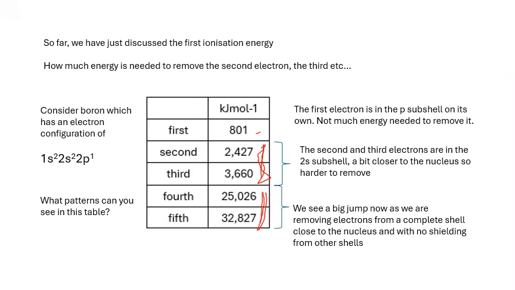The first electron in the p subshell on its own, not much energy needed to remove it. The second and third electrons in the 2s subshell, well, they're a bit closer to the nucleus, so they're going to be harder to remove. So it goes up a bit, but then we see a big jump as we're trying to break into a whole new shell. It's close to the nucleus and there's no shielding, so you're going to have to do a lot of work to take those electrons away.